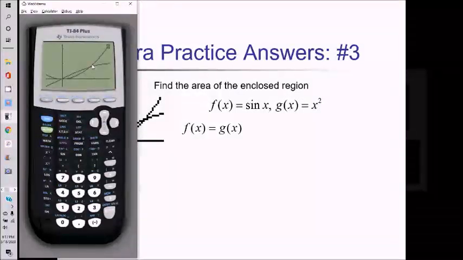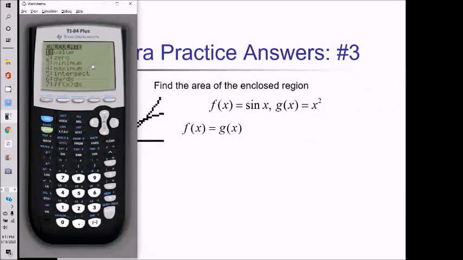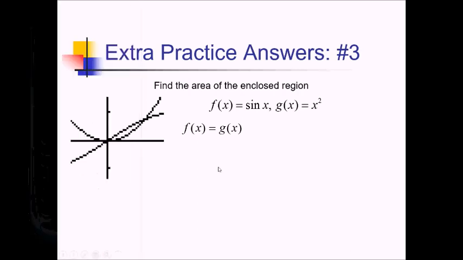Let me do second trace, option 5 for intersect. And then let's go over here and press enter a couple times, 3 times actually. 1, 2, 3. And that intersection point is about 0.8767 if I round that off to 4 decimals. So I'm going to store that actually. So we intersect at 0, of course, and at this other point, this 0.8767.